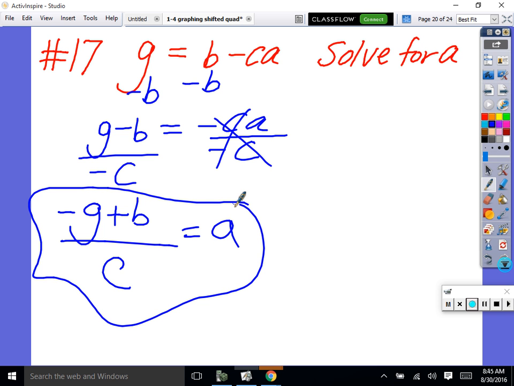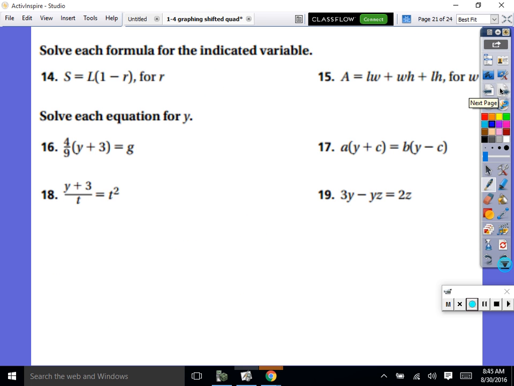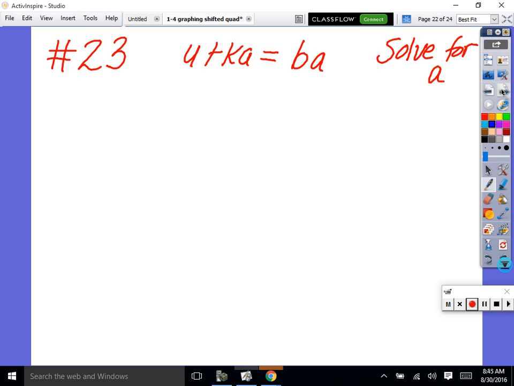Okay, let's do another one off the worksheet. Now, negative g plus b over c equals a. So we can get to some of these more difficult ones in a second, but let's do 23. It's a little bit harder. Here's why.